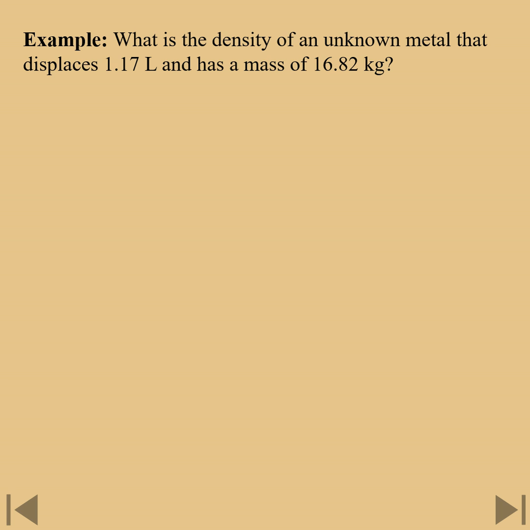Let's go ahead and do an example. Okay, what is the density of an unknown metal that displaces 1.17 liters? There's our volume, and has a mass of 16.82 kilograms. Well, first, an unknown metal, what phase of matter do you think this is? A solid, a liquid, or a gas? I would assume a solid. So we're after grams per cc.